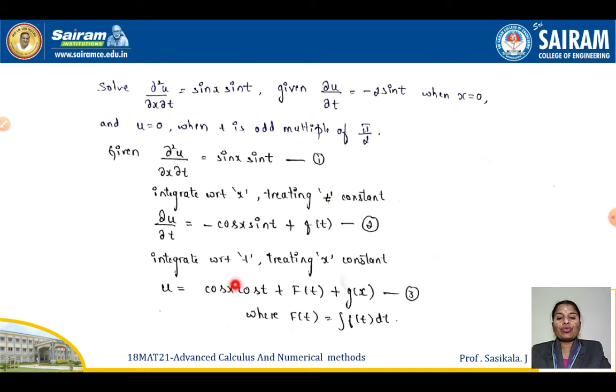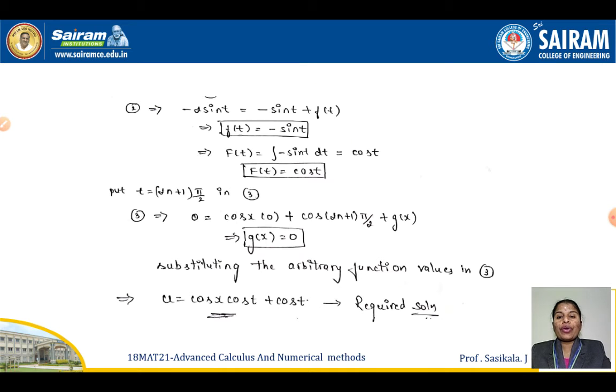Integrate with respect to t treating x as a constant, because I should get u. So u equals cos x times the integral of sin t, which is −cos t; minus into minus cancels, so it is cos x cos t, plus the integral of f(t) dt. I have written directly capital F(t), plus I should add one constant, g(x). Mark this equation 3.